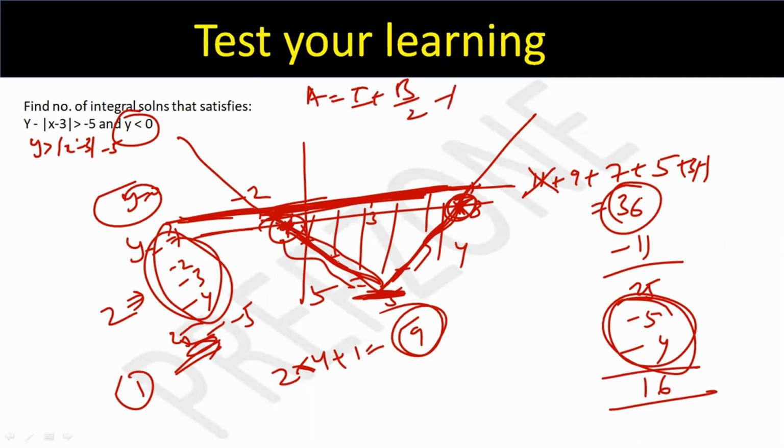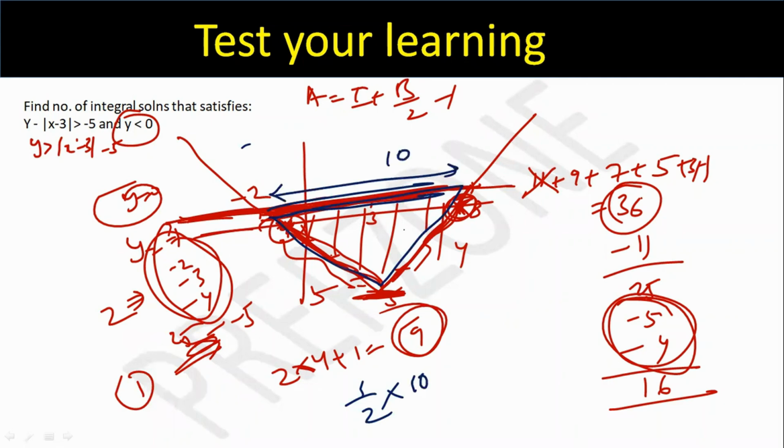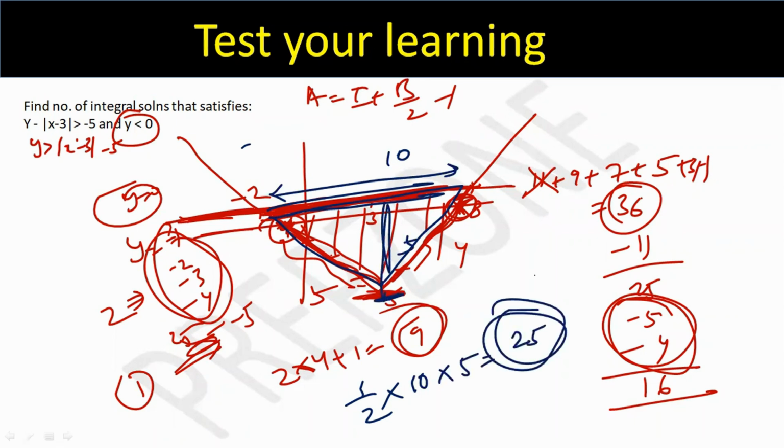ठीक है. So this was the graph. Area कितना होगा इसका? नीचे जो triangle है उसका area कितना है? It's a triangle, right? What is the area of this triangle? 25. Triangle का area is half into base. Base का length कितना है? Minus 2 to 8 is the length. So this is nothing but 10 units. Height कितना है? This is minus 5. So this is nothing but 5 units. Half into 10 into 5, so 25 is the area. So the value of A is 25.